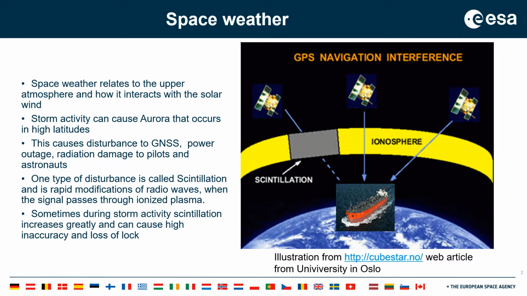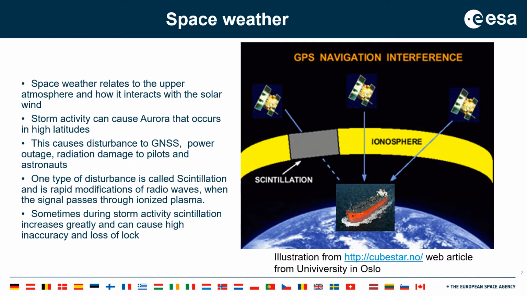So first I'd like to provide some background into what scintillation is. Scintillation is a term from the space weather field. Space weather relates to the upper atmosphere and how it interacts with the solar wind. As the sun doesn't simply impact the earth by sunlight, it also impacts it by sending plasma through the solar wind, which interacts with the earth's magnetic field. And these can cause storm activity in the space weather. And these can cause numerous things.